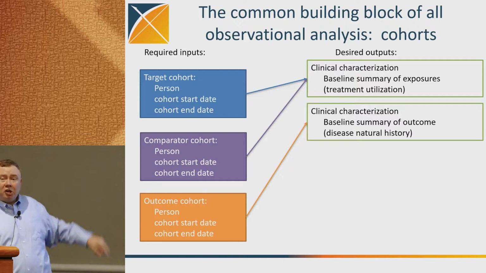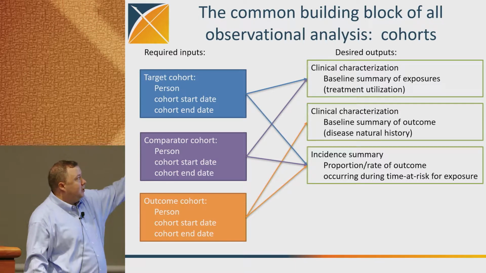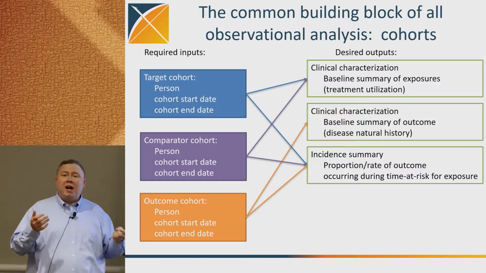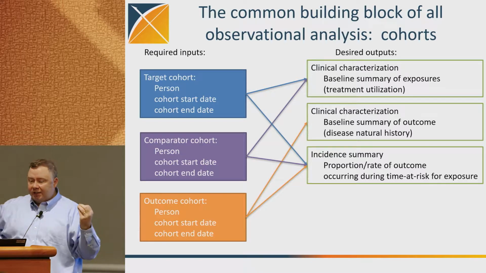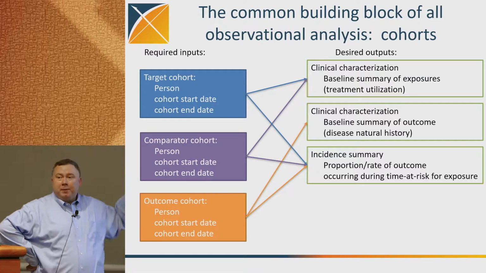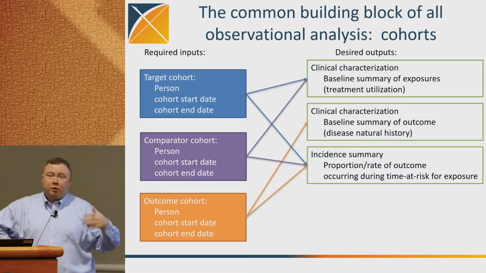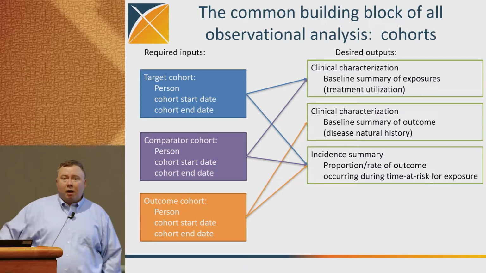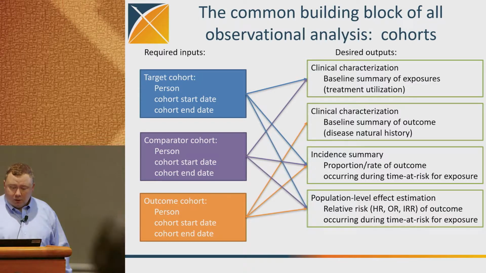But if I've defined these cohorts, a target and a comparator and an outcome, I can actually use these cohorts in conjunction to perform a variety of different analyses. So for example, that table 2 that provided incidence summary, I can simply find the people who've had a target cohort, the people who've had the outcome, and actually produce some sort of an incidence of those outcomes occurring in the population during some time at risk.